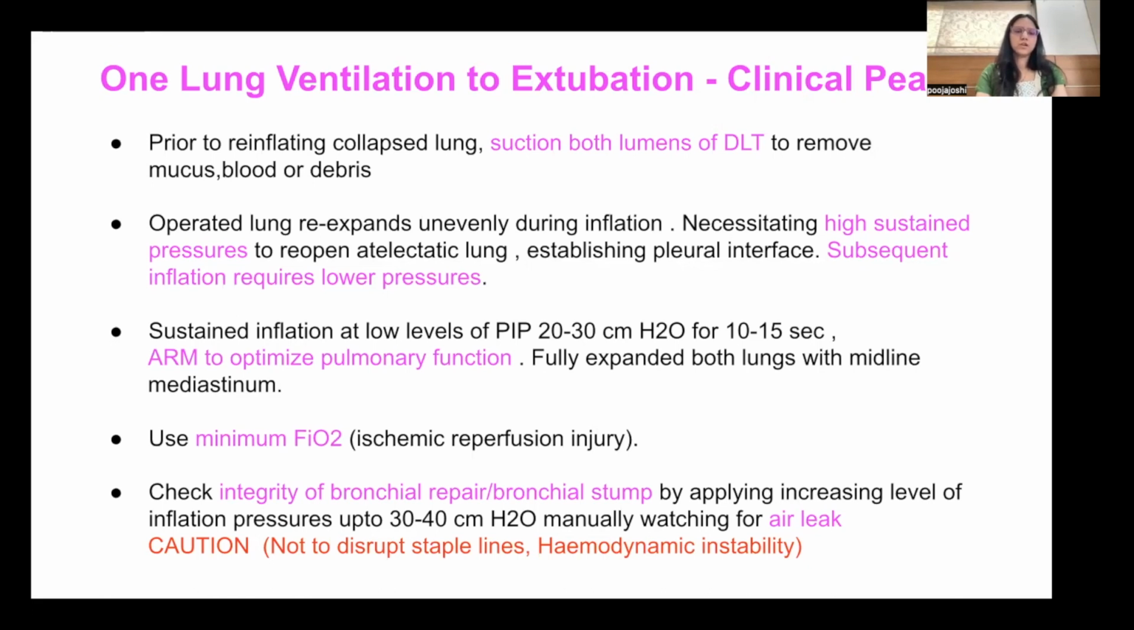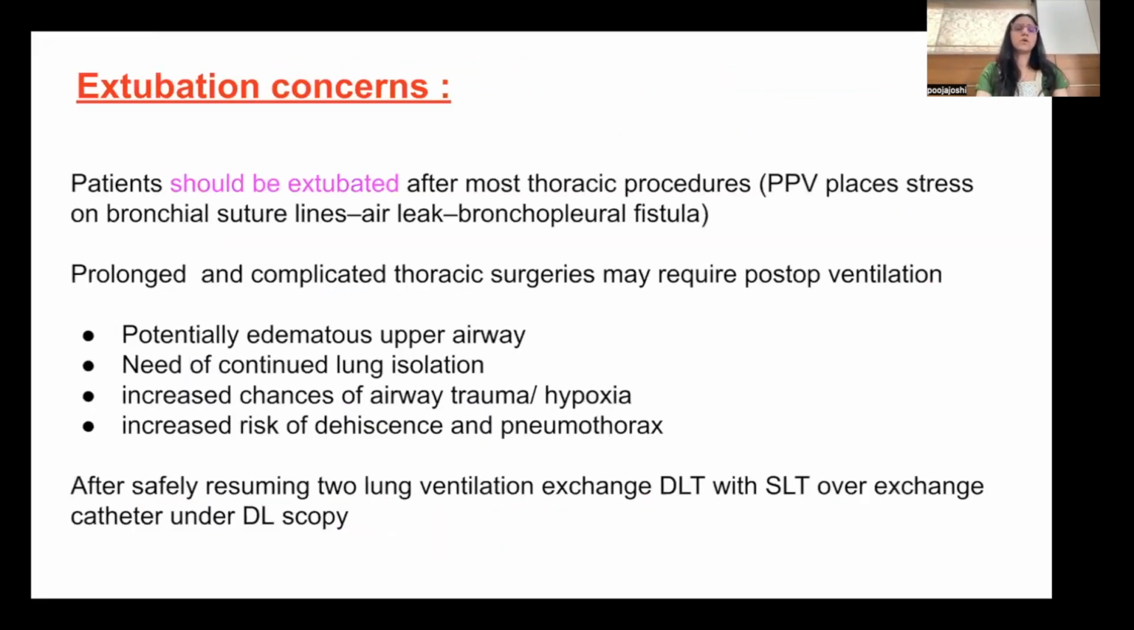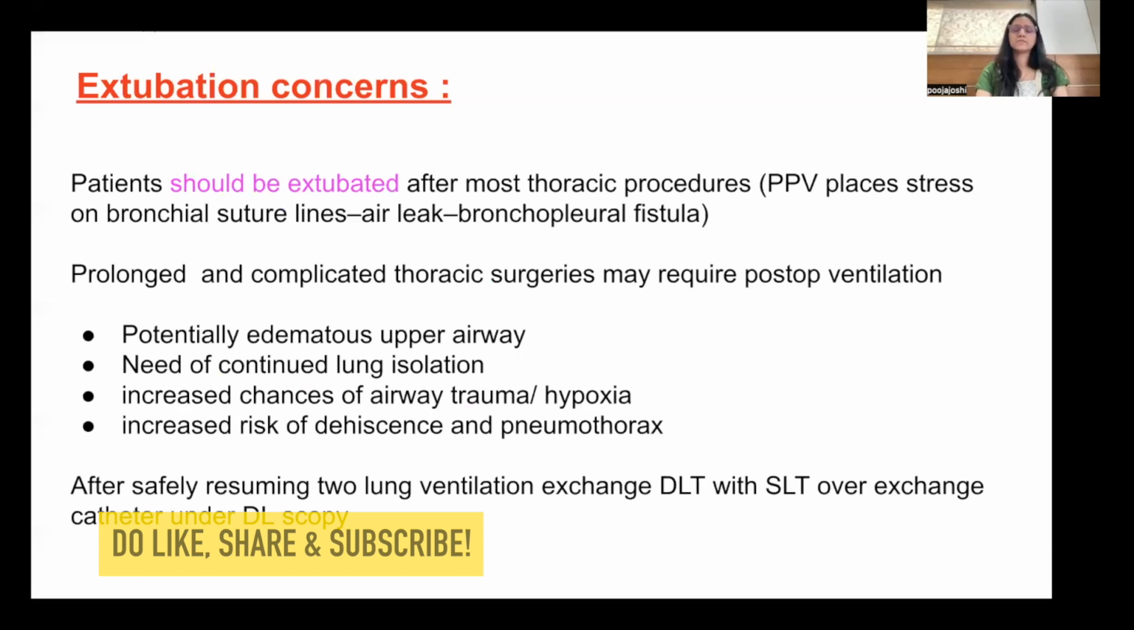Also, you can use alveolar recruitment maneuvers to optimize the pulmonary function. Use minimum FiO2. Also, to check the integrity of the bronchial repair, you have to apply increasing levels of inflation pressures up to 30 to 40 centimeters of water and manually watch for the air leak. All the patients should be extubated after most of the thoracic procedures, as positive pressure ventilation places stress on the bronchial suture lines, causing air leak and bronchopleural fistula.